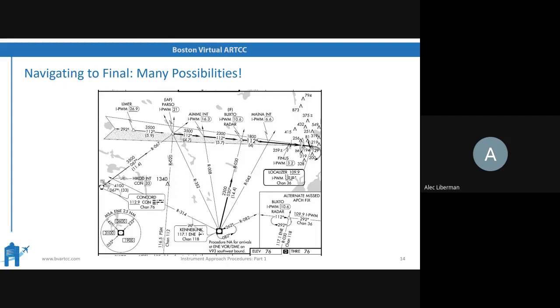So we do have vectors to final. That was one of them. We can have a feeder route, which is the Concord 067 radial to join Parso. That is one. You could do Parso itself, which is an initial approach fix. You could join from the Kettabunk VOR, which is also an initial approach fix, and fly the 030 radial to Buxto. Or you could join at Buxto as the intermediate fix. Or, of course, vectors to final. Plenty of possibilities.